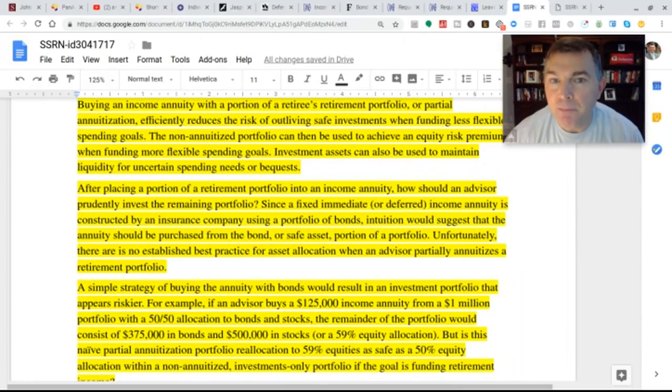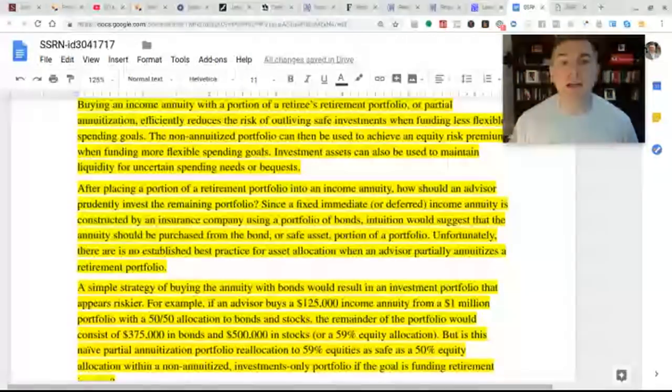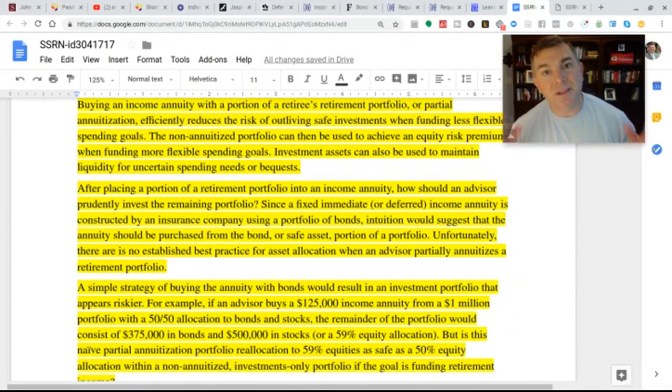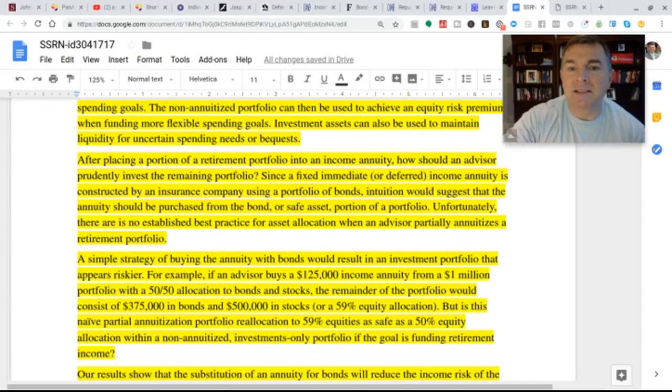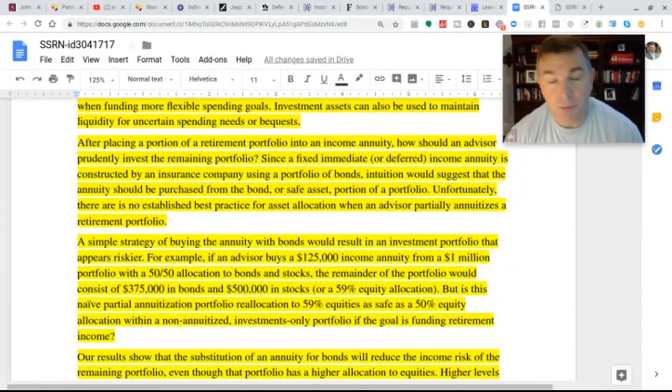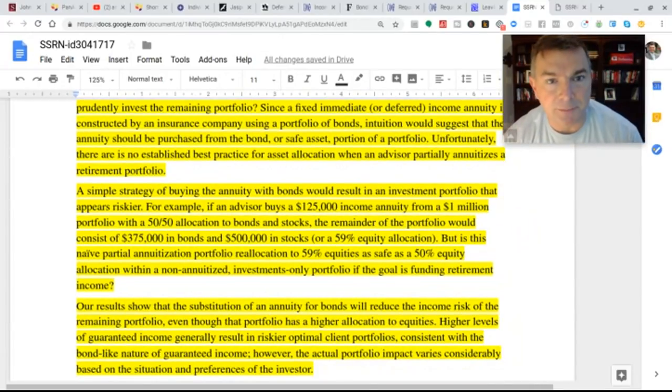Since a fixed immediate or deferred income annuity is constructed by an insurance company using a portfolio of bonds, intuition would suggest that the annuity should be purchased from the bond or safe asset of the portfolio. So remember, we're going to talk about strategy here. Unfortunately, there are no established best practices for asset allocation when an advisor or you partially annuitize a retirement portfolio. So he gives us an example here.